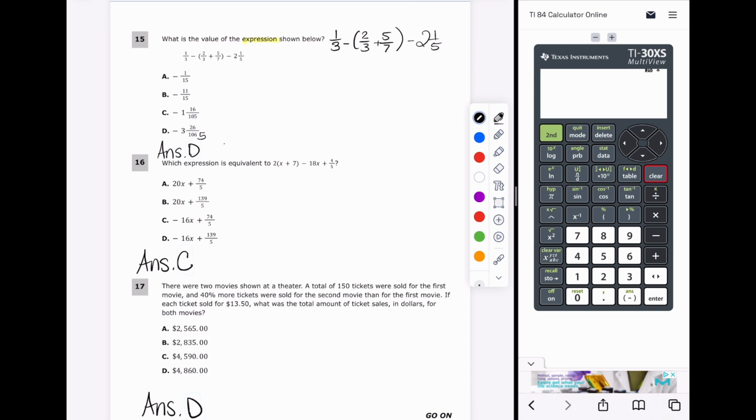Okay, so first I want to deal with what's inside the parentheses, and I have two fractions with different denominators. Matter of fact, all these fractions have different denominators. I have 3s, 7s, and 5s. So I want to find a common denominator for all of them. I'm just going to multiply 3, 7, and 5. So 3 times 7 times 5 is going to be 105. So let's change all of these to 105.